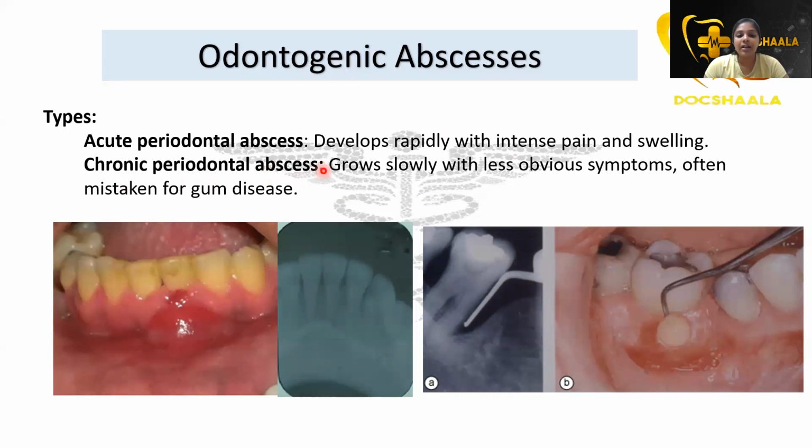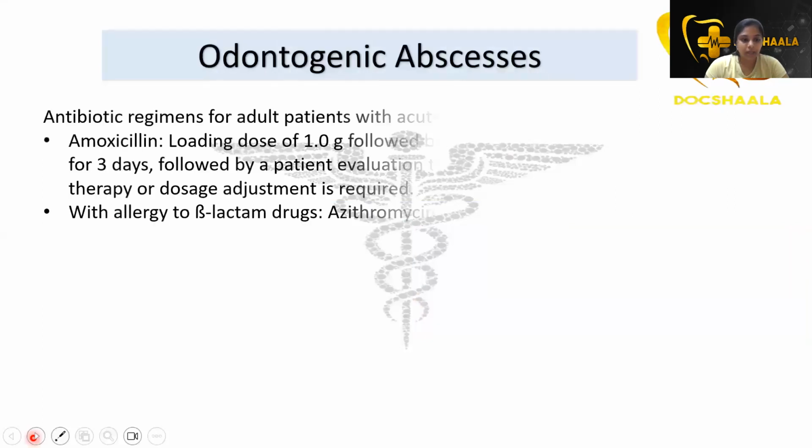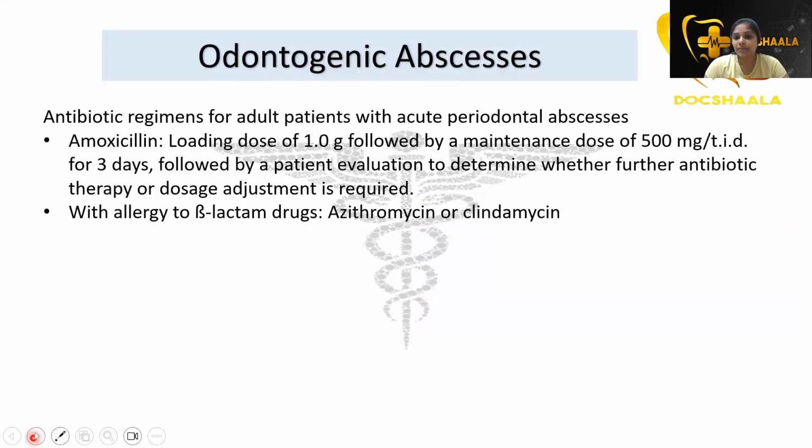Then chronic periodontal abscess, which grows slowly with less obvious symptoms but is often mistaken as a gum disease. As you can see, there is a sinus tract discharging in this image, which is a chronic periodontal abscess. You can see the type of bone loss that has occurred here, right? Then coming to the antibiotics that we can give.